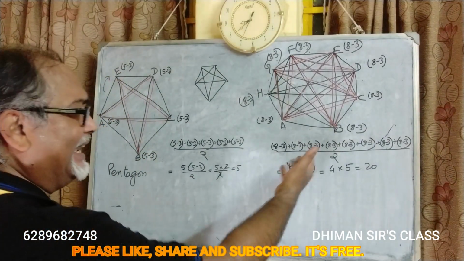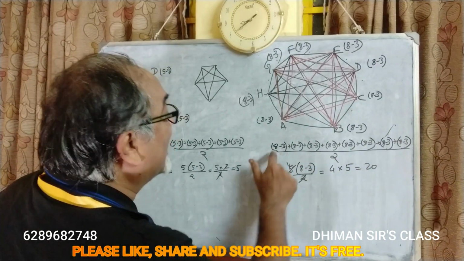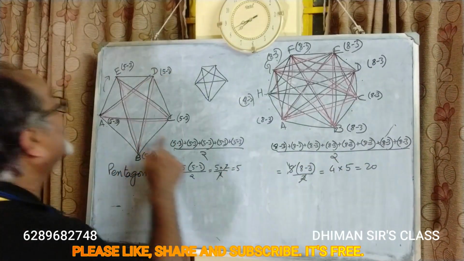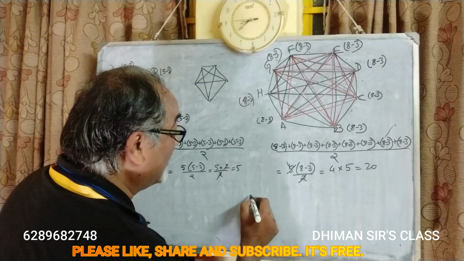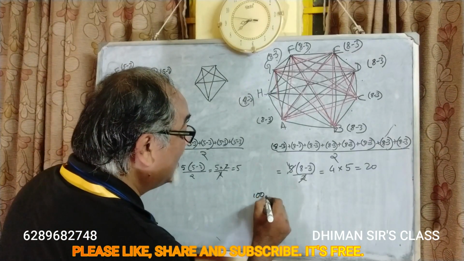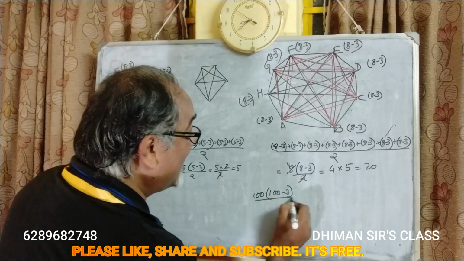Simple. Here, sir, will we write 100 times? No. For an octagon, 8 into (8 minus 3) by 2. For a pentagon, 5 into (5 minus 3) by 2. So in case of 100, it will be 100 into 100 minus 3 by 2.